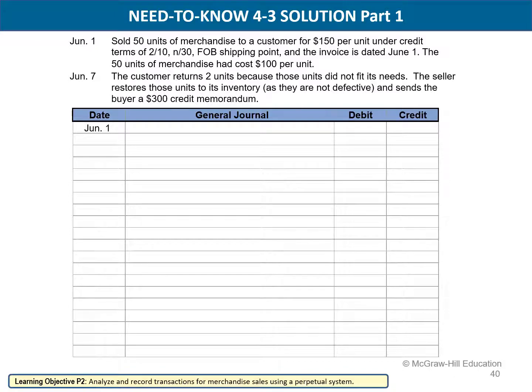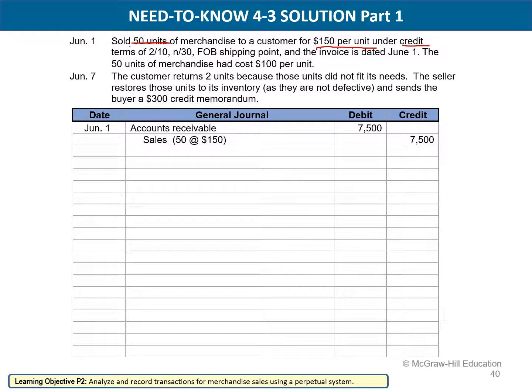$50, so we have to record the revenue side first. So we sold 50 units at $150 each. So we're going to record a sale on credit, right? So we're going to record accounts receivable. So 50 units at a sale price of $150 per unit on credit. So we're going to debit our accounts receivable and credit sales, right? $7,500.